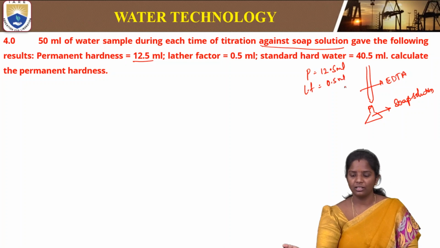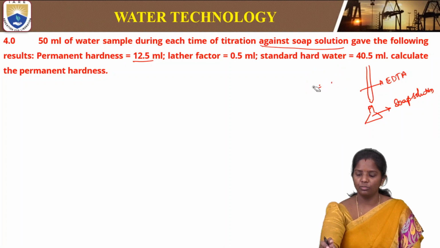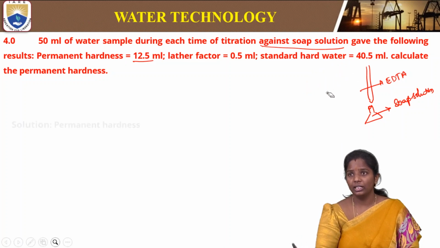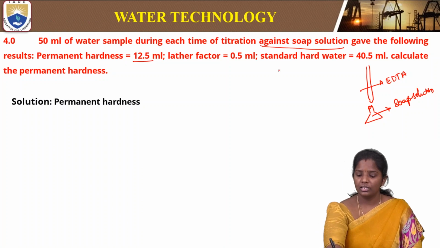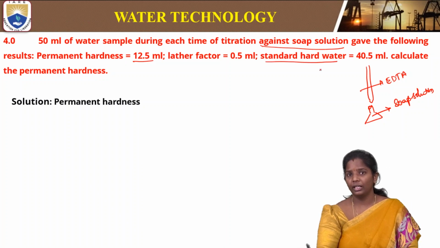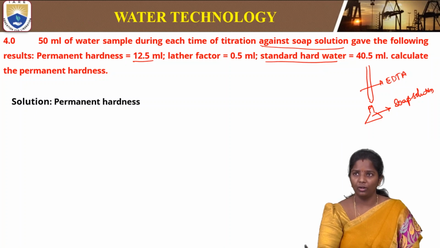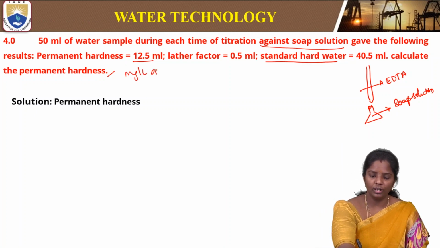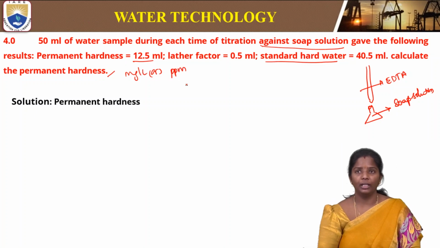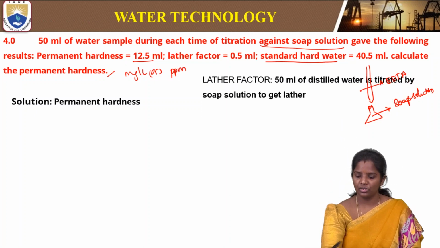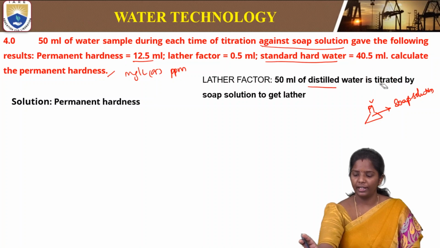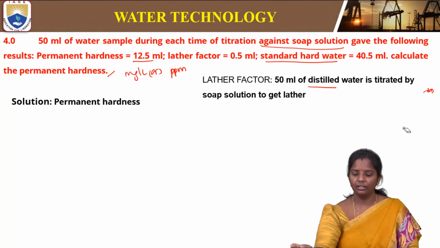So what is this lather factor? Lather factor is nothing but the volume consumed for producing lather for the distilled water. Now the standard hard water, whenever we titrate the standard hard water, it got a value of 40.5 ml. We have intentionally prepared the hard water using distilled water. Now calculate the permanent hardness in terms of mg per liter or ppm. ppm is parts per million. Like I have told you, 50 ml of distilled water titrated by soap solution gives rise to some lather, that is nothing but lather factor.